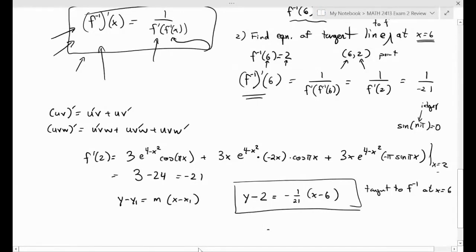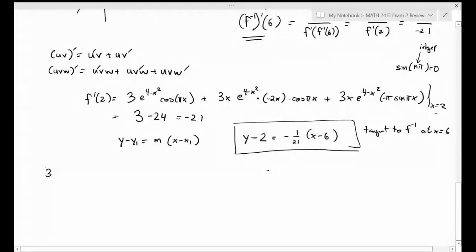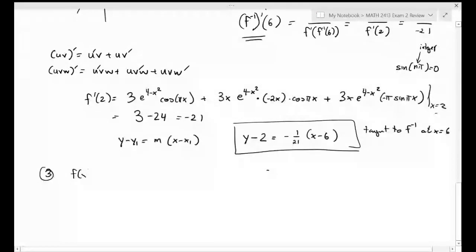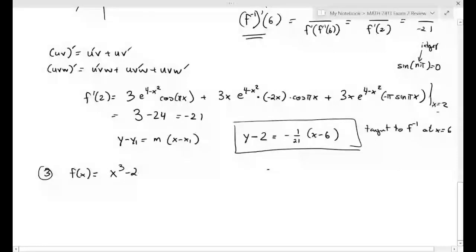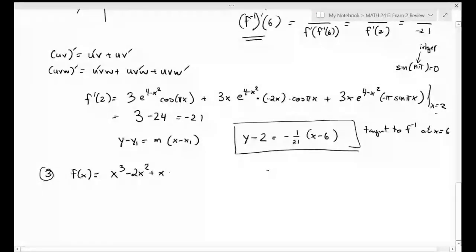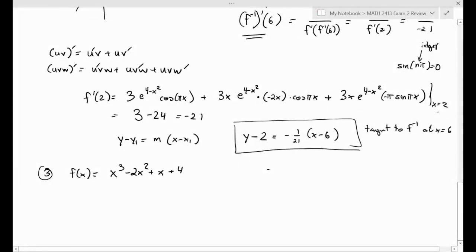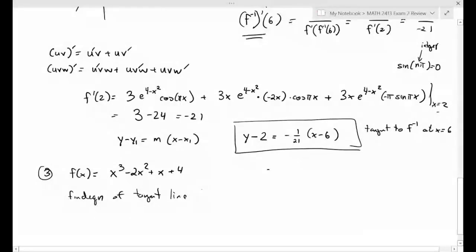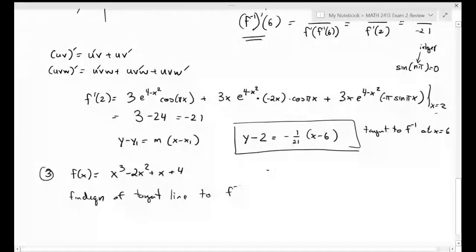All right, great. That was a good problem. I'm happy with that one. So the third example I'm not going to complete, but it's exactly the same story. You're given a function. If you want to practice, you then want to find the equation of the tangent line to f inverse at x equals 6 again.